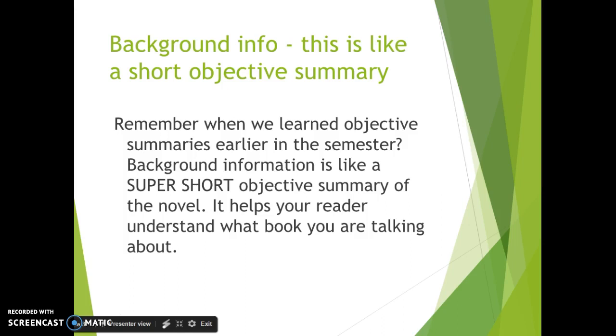So remember earlier in the semester when we wrote objective summaries? Background information is like a super short objective summary of the novel or short story. It helps your reader understand what book you are talking about. So for example, if you were doing the story Holes, you could just give a super quick little background information that Stanley Yelnats is accused of a crime that he did not commit, but sadly he is sent off to a labor camp to work and dig nothing but holes. While he is there, he learns some valuable lessons. So it's super short, just a couple of sentences, but gives your reader some idea of what the story is about.